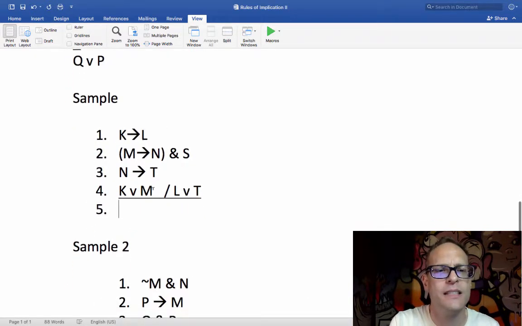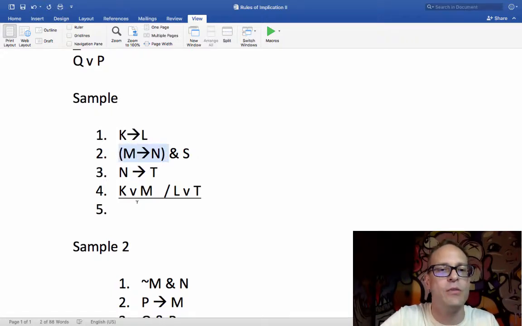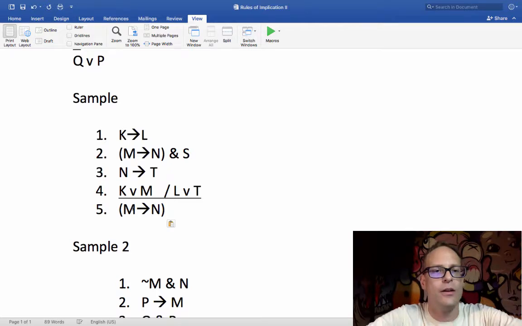So let's see here. What can I do first? I could go ahead and combine these two, 1 and 3, but that's only going to get me so far. So why don't we just take line 2 here, and let's simplify line 2. So I've got M implies N on its own right here. That's going to be 2 simp.